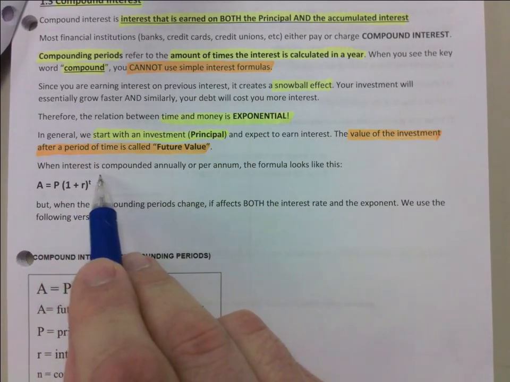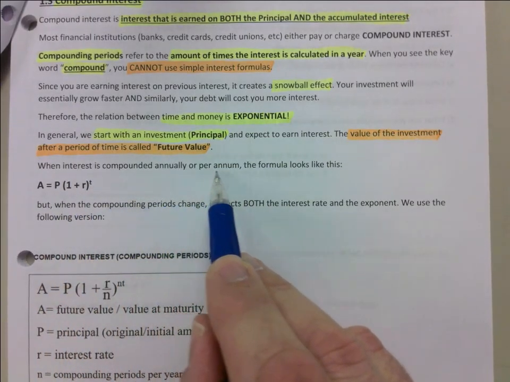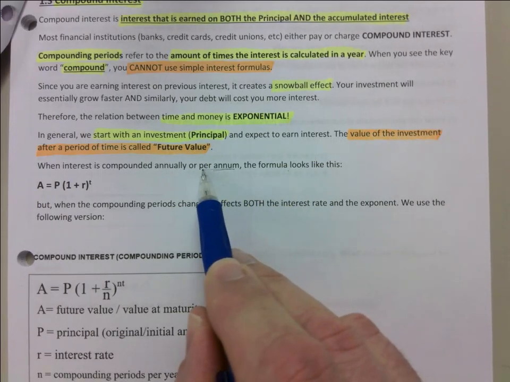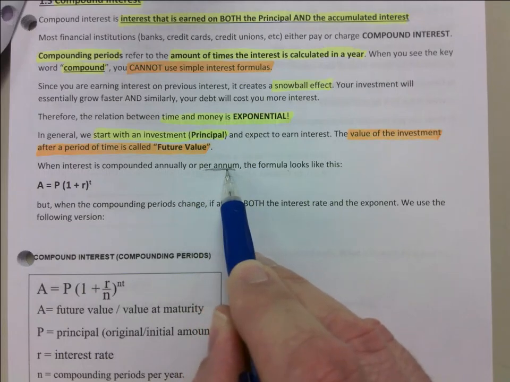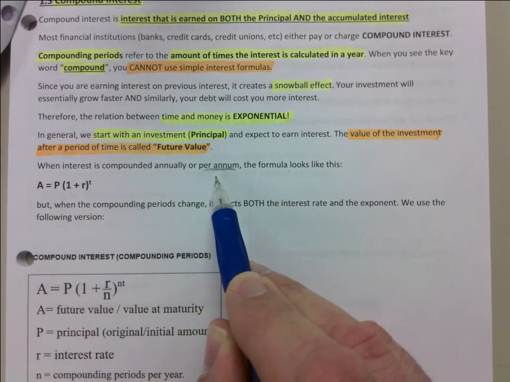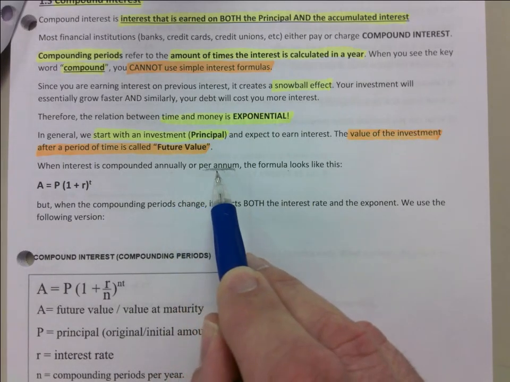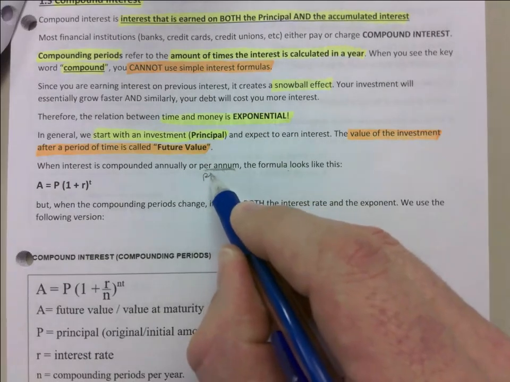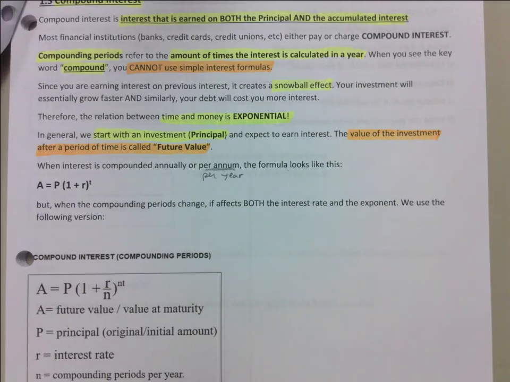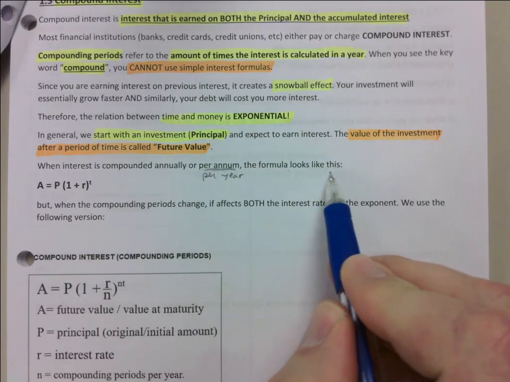When interest is compounded annually or per annum, the formula, this is like the legal term. If you ever sign a credit card contract, this is what they're going to use on that. That's why I wanted to throw it in there. It's per year. It's derived from Latin. The formula looks like this.